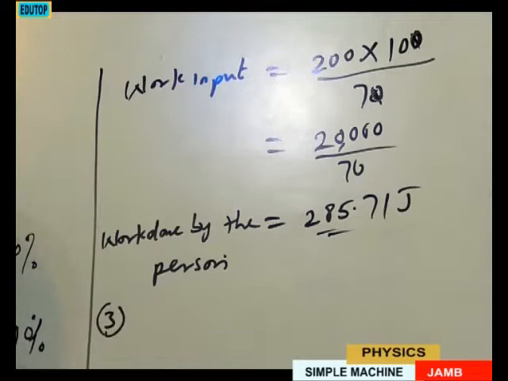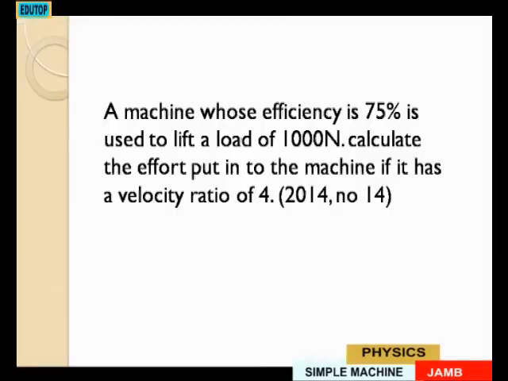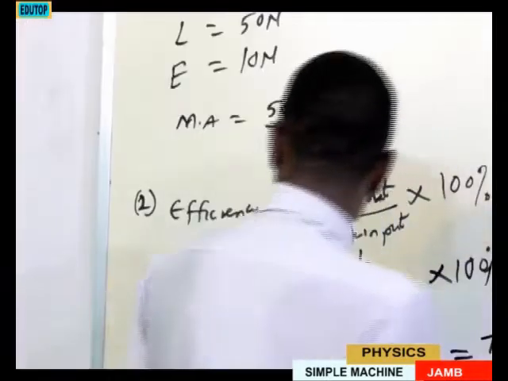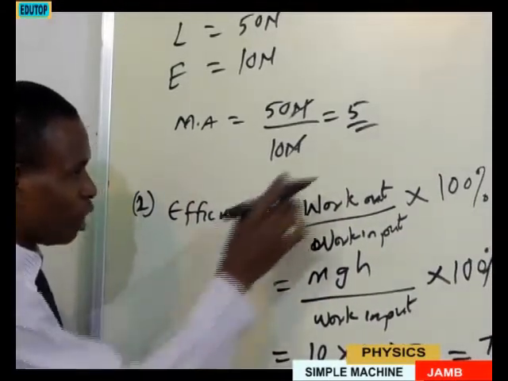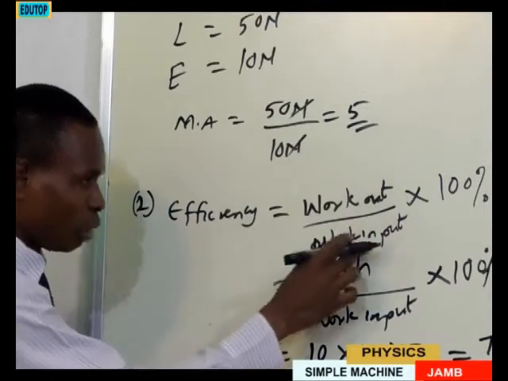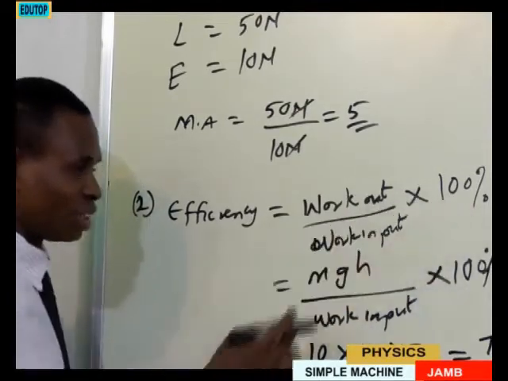Question number 3. A machine whose efficiency is 75% is used to lift a load of 1000 Newton. Calculate the effort put into the machine if it has a velocity ratio of 4. In this case, I gave you the efficiency to be equal to work output over work inputs times 100%.